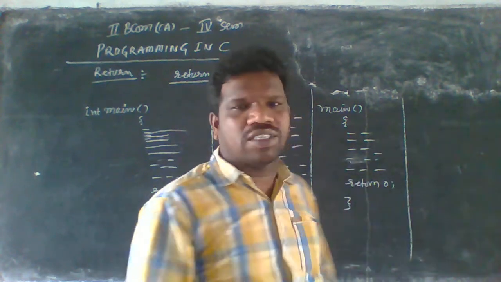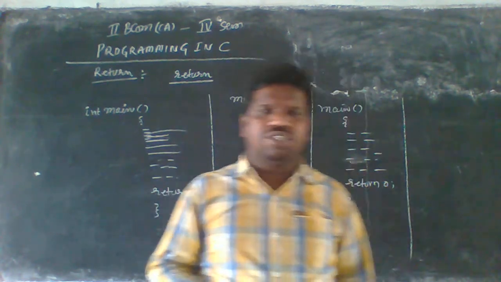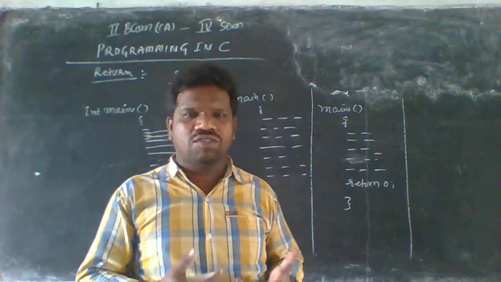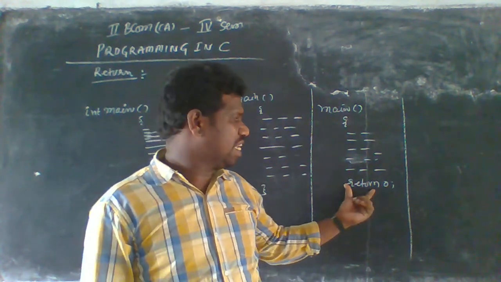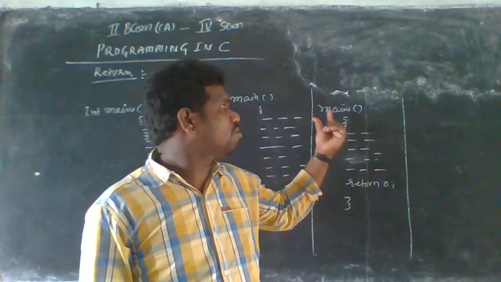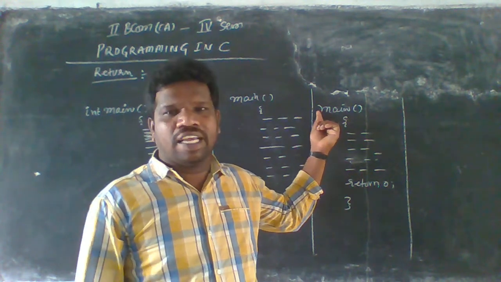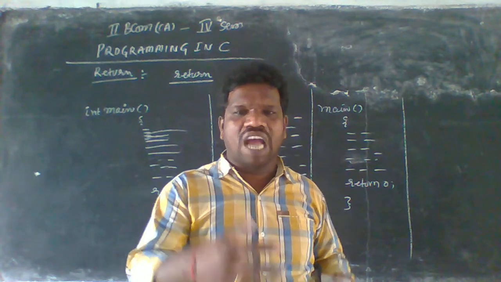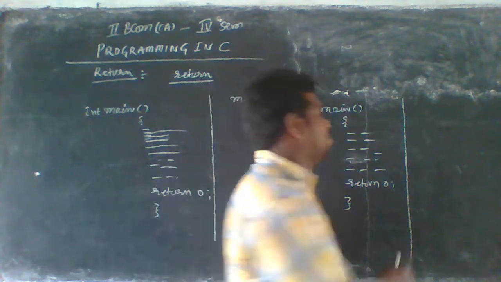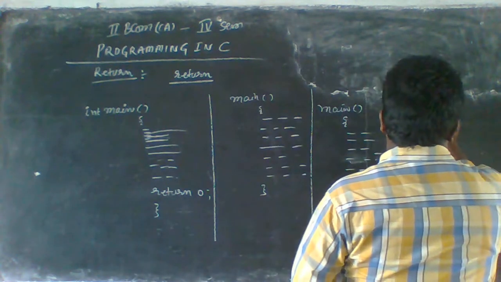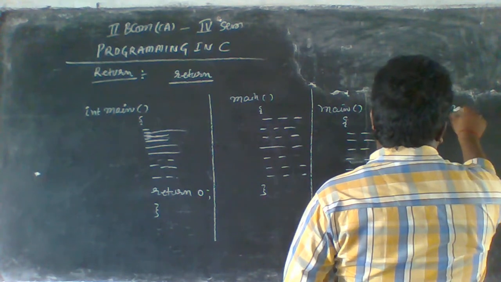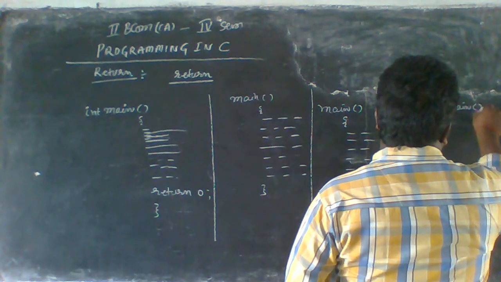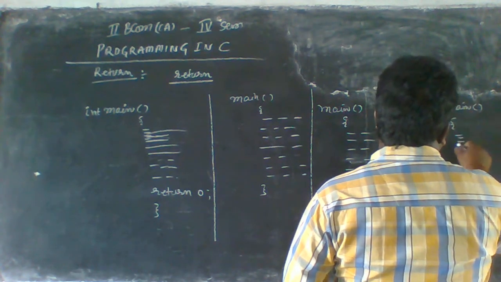And in rare situations, the return is like this, and we have to use only return 0. You do not use the return type here. If your program does not return any values, we have to specify void. So we have to use void with the main function. The main function we have to specify like this.